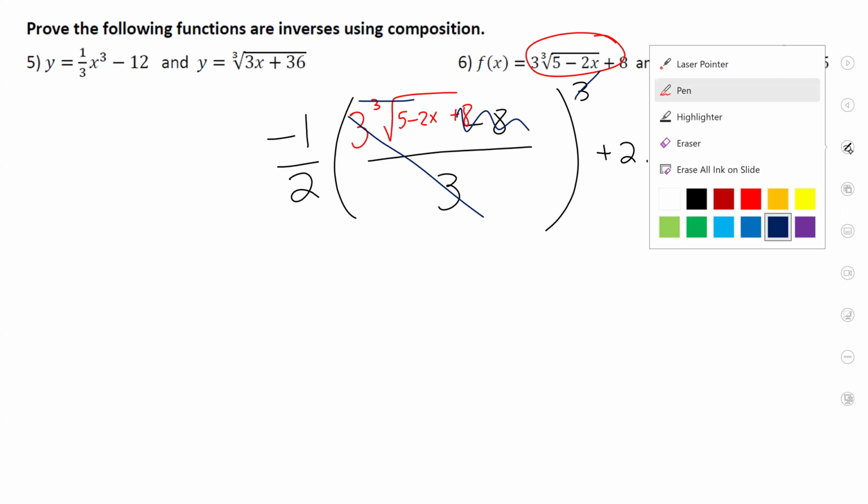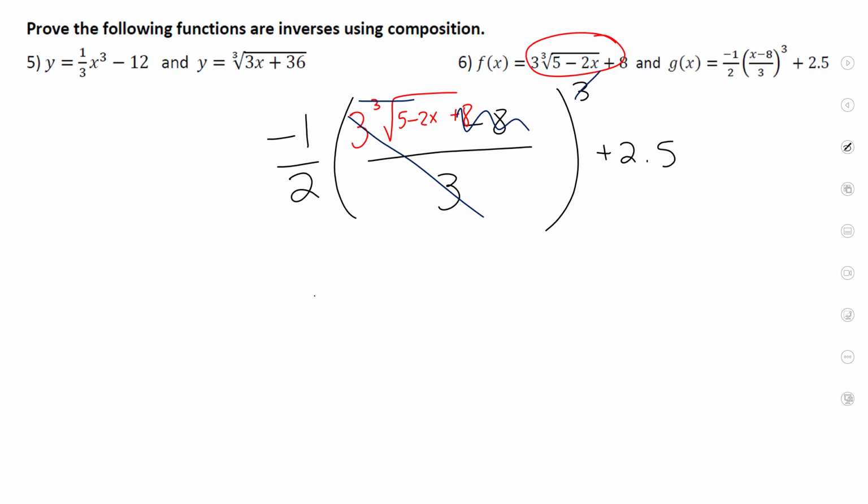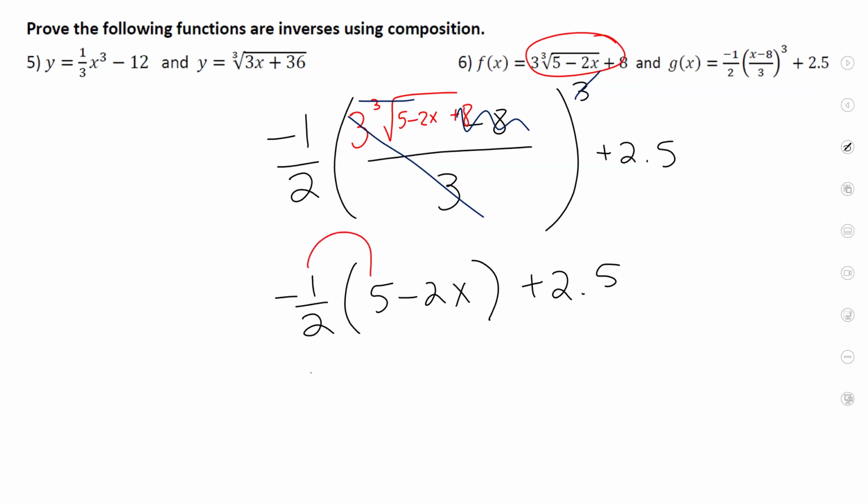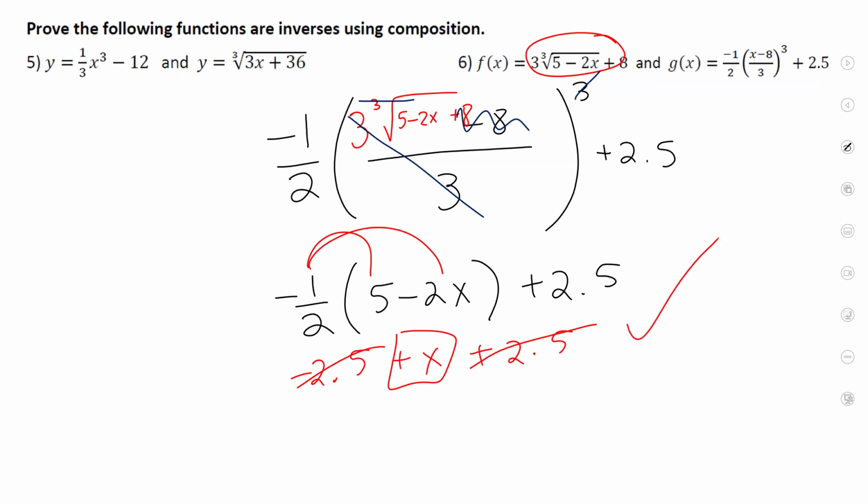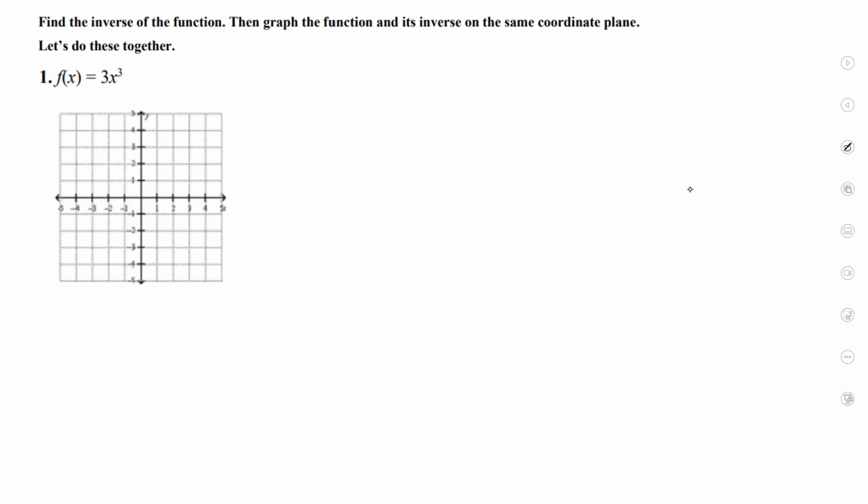Let me write down what we have because it's getting a little messy. -1/2 times 5 minus 2x plus 2.5. All right, I have parentheses, so I'm gonna distribute it. What will this be? -2.5 plus x plus 2.5. That cancels with that, I'm left with x. So these are indeed inverses of each other. Okay, so this is our function.